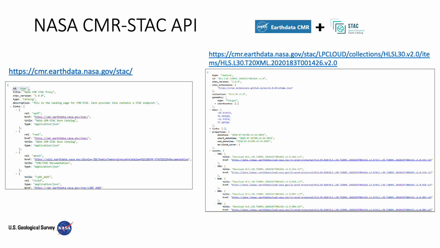The CMR STAC API is an implementation of the STAC API spec. It acts as a translation layer converting CMR metadata to STAC. Here we have an example of the CMR STAC API endpoint on the left. It contains links or the entry point to all EOS DIS data provider archives. The example on the right is of a STAC item. This contains geospatial, temporal, metadata, and links to data assets. Items are also valid GeoJSON features.